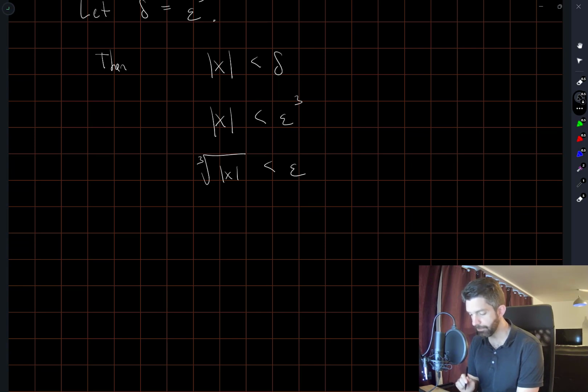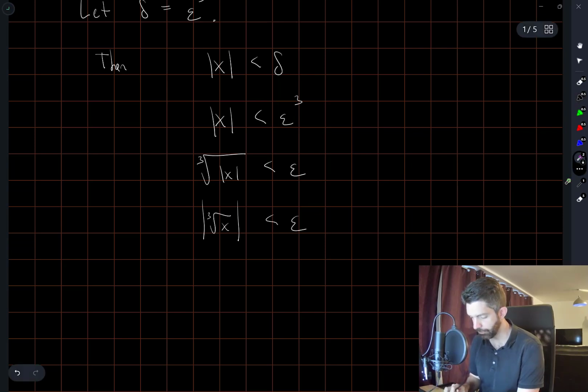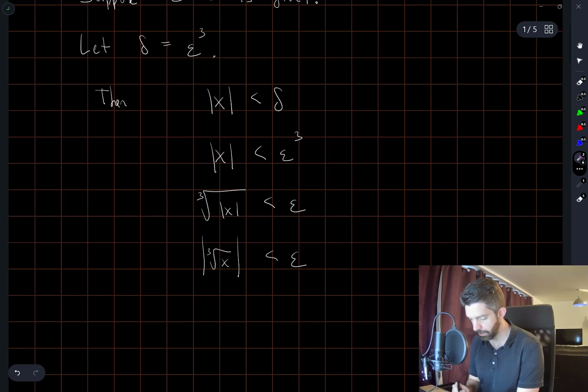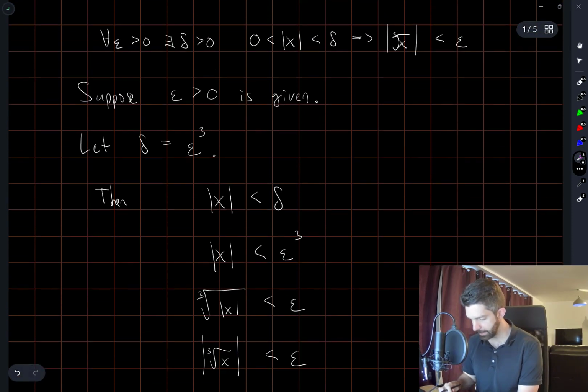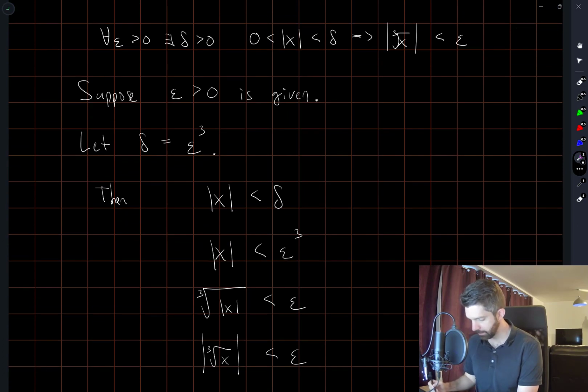The cube root of the absolute value of x is equal to the absolute value of the cube root of x. Right? You can work out all the possible cases for yourself. If x is positive, then these two things are clearly equal. If x is negative, well, we make it positive, then take the cube root. That's the same thing as taking the cube root and then making the result positive. And you'll see that this is exactly the series of implications that we wanted.